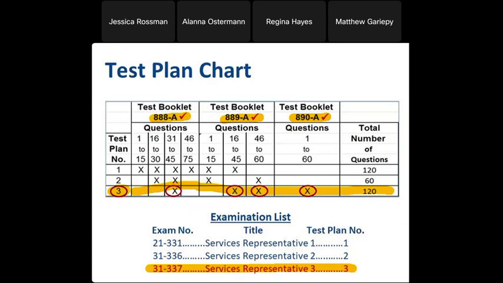For example, on test booklet 888A, Carlos will only need to answer questions 31 through 45. He does not need to answer questions 1 through 30. When Carlos answers questions 31 through 45, he needs to be sure that he marks his answer sheet starting with number 31 too. Does anyone have any questions about this?